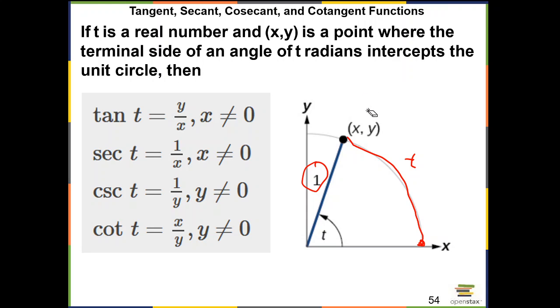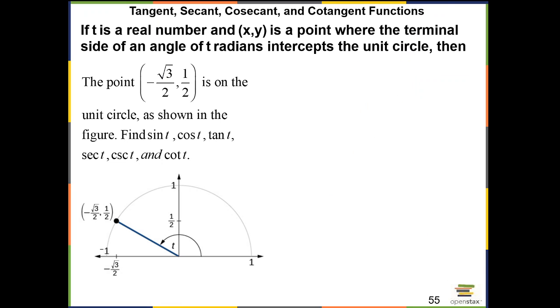So we know about sine and cosine. Of course, sine of t is going to be the same as y over 1, which is y, and the cosine of t is x. So tangent is y over x, secant is 1 over cosine, so it's 1 over x, and cosecant is 1 over sine, so it's 1 over y, and cotangent is 1 over tangent, or x over y. And of course, denominators cannot be 0.